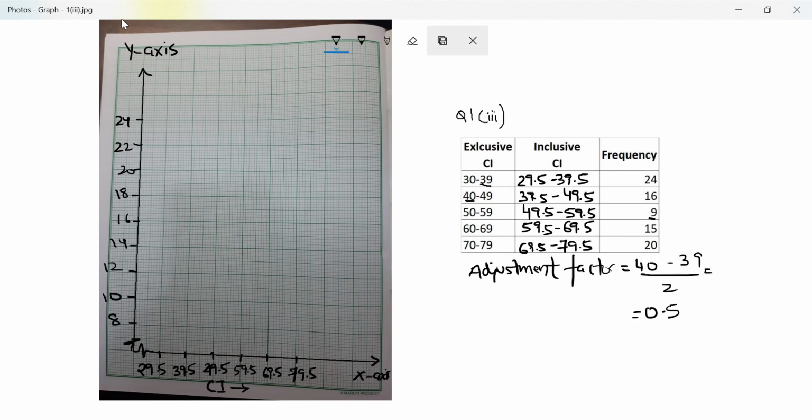What have I plotted? I have plotted frequency, so I write frequency here going up in this direction. So 29.5 to 39.5 is 24, so I go to 24. Again, like I said, this software doesn't allow me to use a scale, so I am being forced to draw freehand.